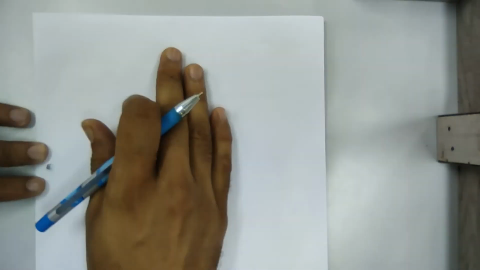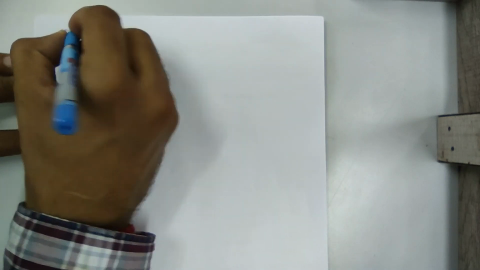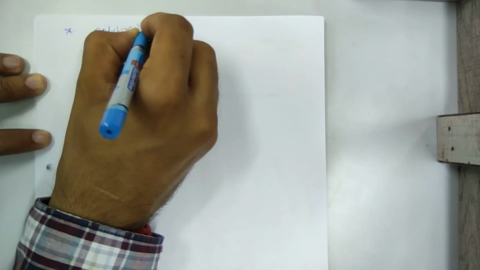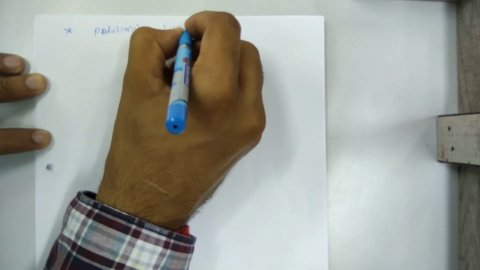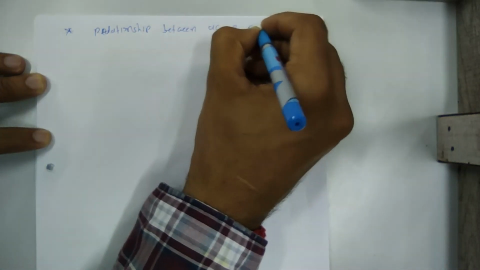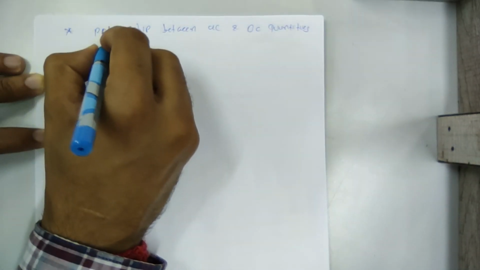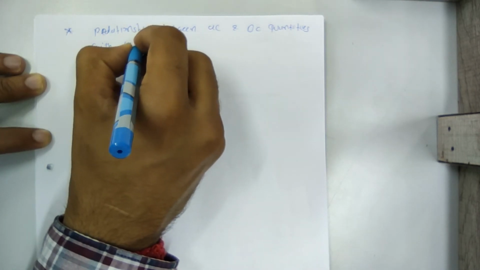Now next, we will understand the relationship between AC and DC quantities in the multiple bridge converters. In the last lecture we studied the relationship between AC and DC quantities, but that was just for the 6 pulse converters or 3-phase bridge converters. Now here we will study this relationship between AC and DC quantities with multiple bridges.